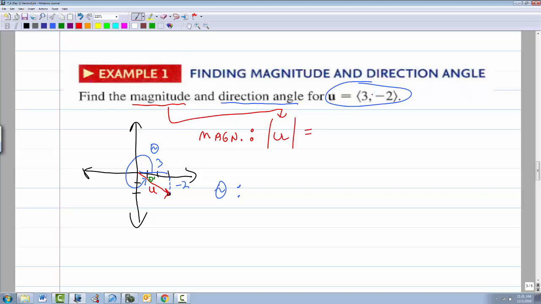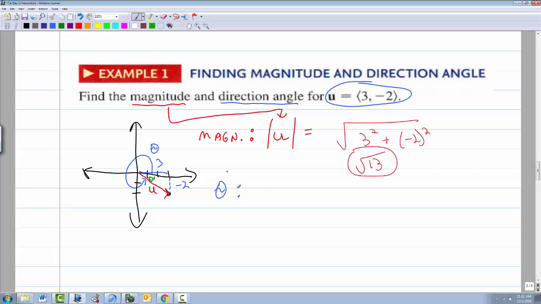Okay, so here's one where they give you A comma B. You have to find magnitude and direction angle. You know what? I'm not even going to bother this kid. How do I find the magnitude? I use the Pythagorean theorem. And then I'm done. It's root 13. You know how to do that math.